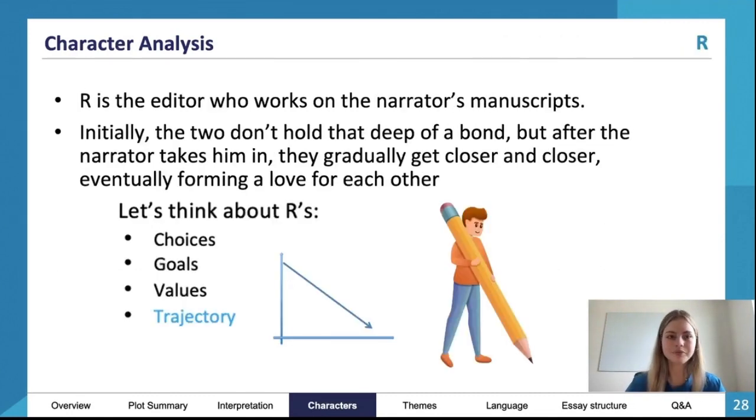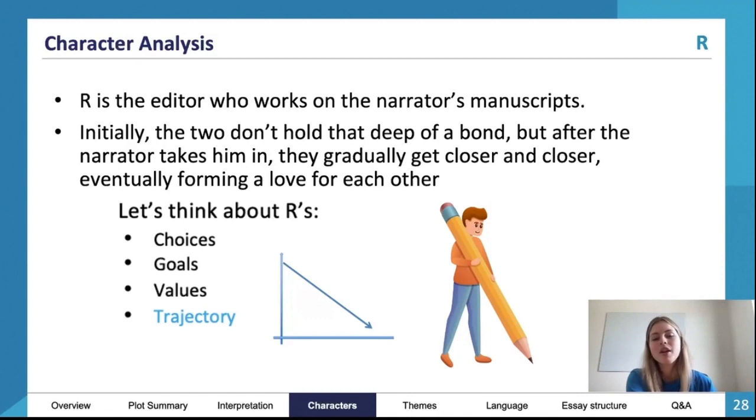Okay, cool. So moving on to R. He is the editor who works on the narrator's manuscripts. Initially, the two don't hold that deep of a bond, but after the narrator takes him in, they gradually get closer and closer, eventually forming a love for each other, despite R being married. But clearly he didn't see his wife for quite a long time, or his child, as he was in the hidden room.